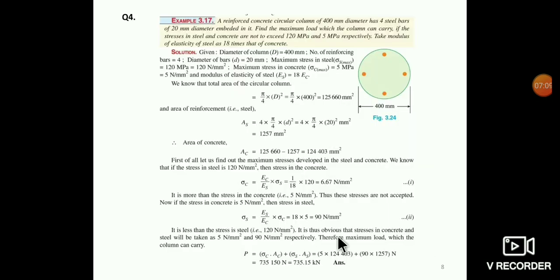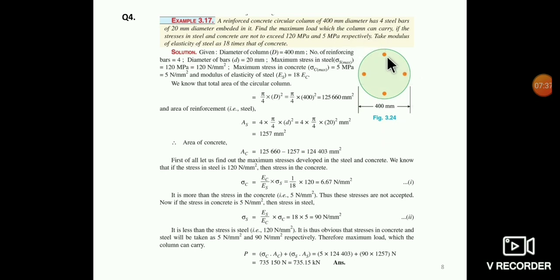So last sum of today. A reinforced concrete circular column of 400 mm diameter has 4 steel bars of 20 mm diameter embedded in it. Find the maximum load which the column can carry if the stresses in steel and concrete are not to exceed 120 megapascal and 5 megapascal respectively. Take modulus of elasticity of steel as 18 times that of concrete.